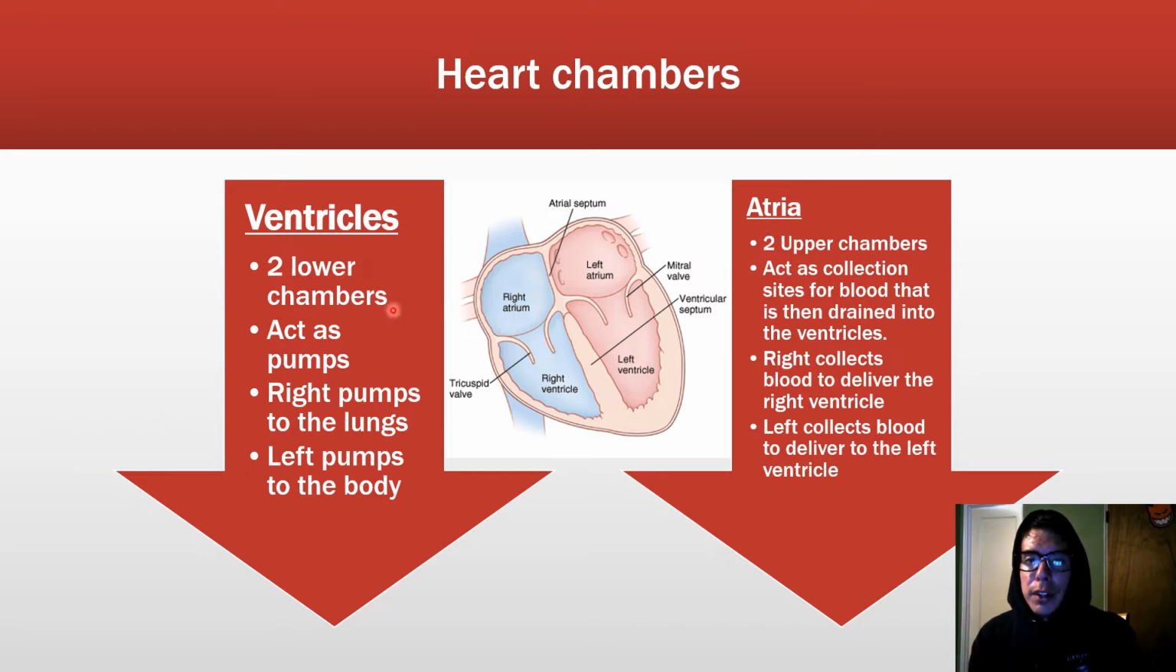We have 2 lower chambers, which are both called ventricles. So this would be your right ventricle, this would be your left ventricle. Now, ventricles are the actual pumps of the heart. Their job is to pump blood out of the heart. So the right ventricle pumps after the chamber fills with blood. The right ventricle will pump blood out to the lungs so they can get oxygen.